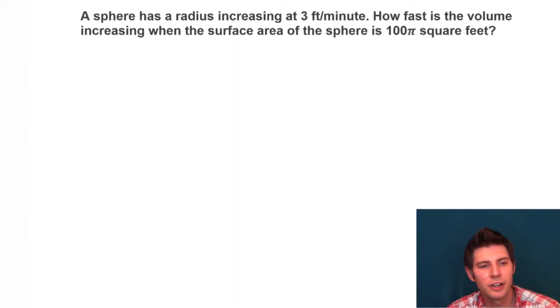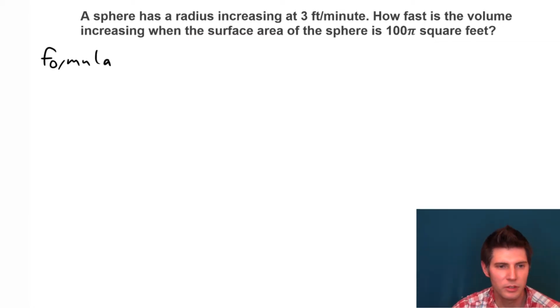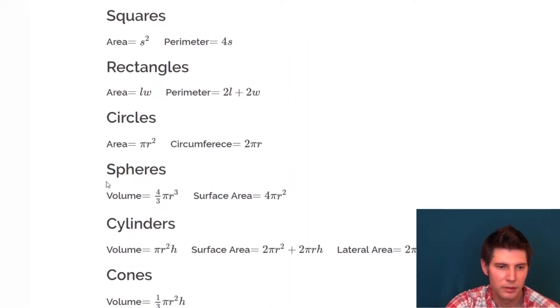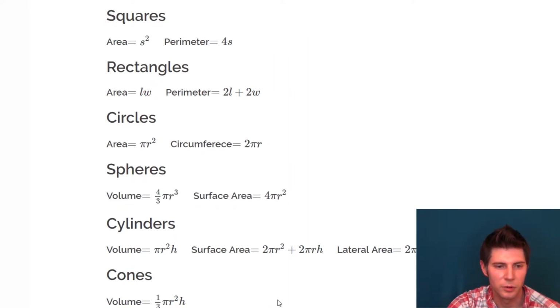A sphere has a radius increasing at 3 feet per minute. How fast is the volume increasing when the surface area of the sphere is 100 pi square feet? So first step, formula. So it's a sphere we're dealing with, and radius, volume, and we also have surface area. So we're going to need both sphere formulas. So here they are, volume and the surface area. 4/3 pi r cubed and 4 pi r squared.